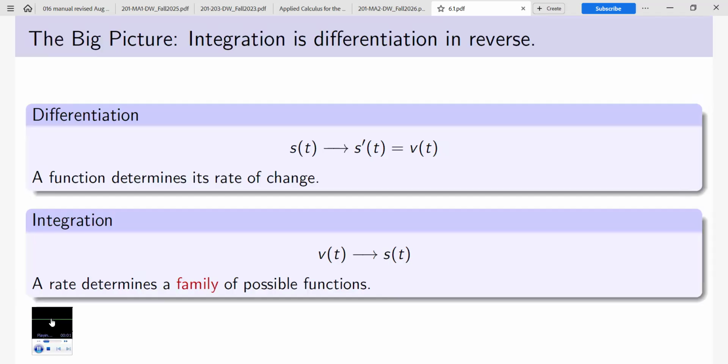In this section, we reverse differentiation. We begin with a rate of change and recover the family of functions that could have produced it. Differentiation moves from a quantity to its rate of change. Integration asks the reverse question. The answer is usually a family because you can't tell a function's starting point from its rate of change alone.